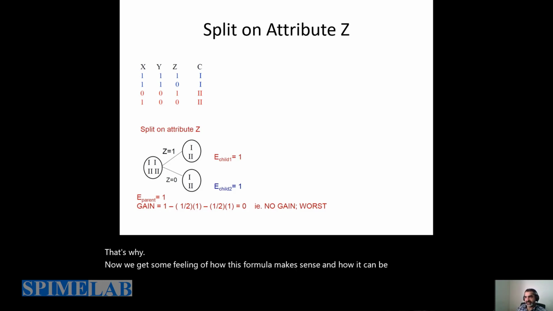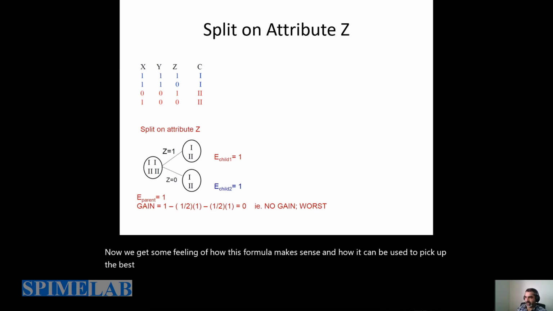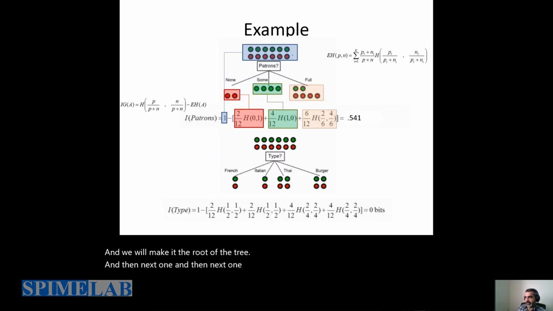to pick the best attribute out of not just 3 and not just binary, out of any type of attributes, out of as many attributes as there are. We can pick the best one and we will make it the root of the tree. And then the next one, and then the next one. So you are getting the feeling of it, right?